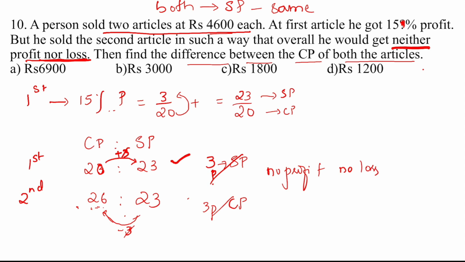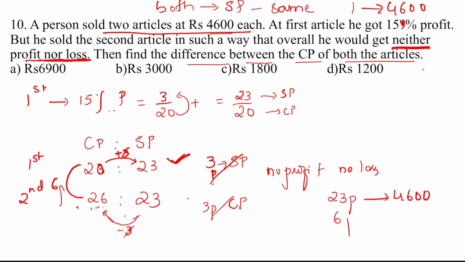Then they are saying, find the difference between the cost price of both the articles. What is the difference in parts? It is 20 and 26, so 6 parts is the difference. And we know that both the articles were sold at 4,600, so for one article also it was 4,600. In parts, one article is how much? 23 parts.